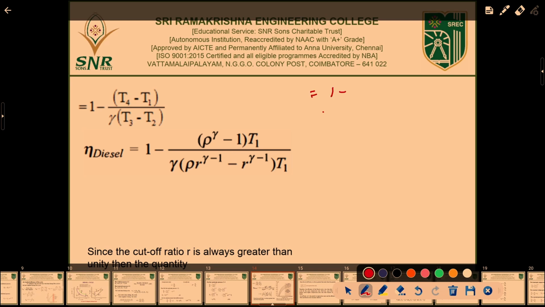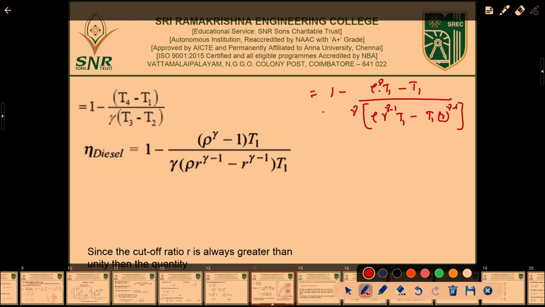That is 1 minus T4, which we found to be rho power gamma into T1, minus T1, divided by gamma, because the 1 by gamma is there, into T3 minus T2. T3 is rho into r power gamma minus 1 into T1, and T2 is T1 into r power gamma minus 1. So this is the equation that we found already.